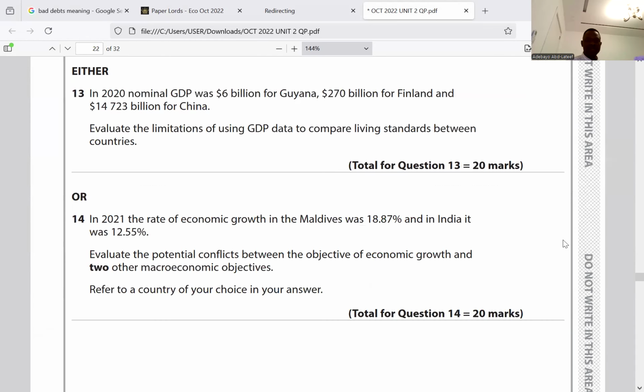In 2021, the rate of economic growth in Maldives was 18.87%, and in India it was 12.55%. Evaluate the potential conflict between the objective of economic growth and two other macroeconomic objectives. Refer to a country of your choice in your answers. Economic growth is a measure of how much output has increased by over a 12-month period. Potential conflicts may include: 1, inflation rises as full capacity is approached. Bottlenecks may arise where some restrictions in the supply chain can cause cost and wage pressures.